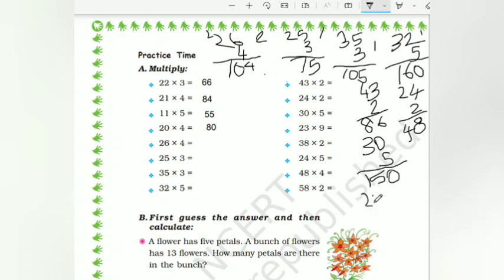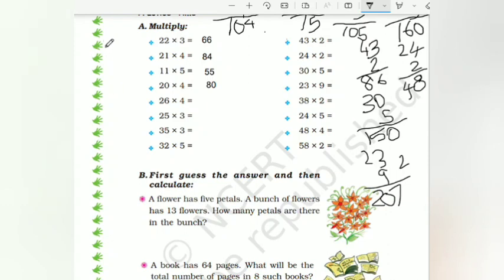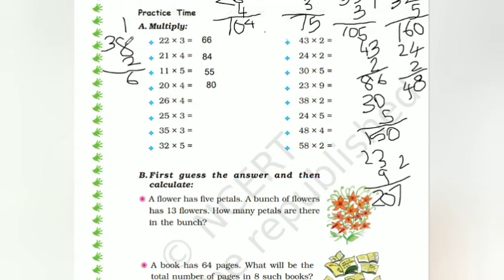23 multiplied by 9. 9 multiplied by 3, 27, 7, balance 2. 9 multiplied by 2, 18, plus 2, 20. 38 multiplied by 2. 8 times 2, that is 16. Balance 1. 2 times 3, 6, plus 1, 7.